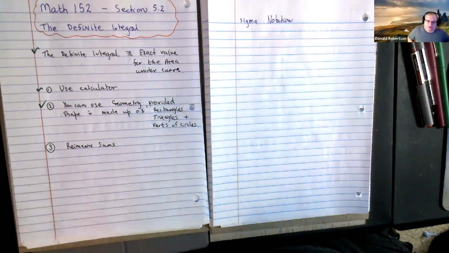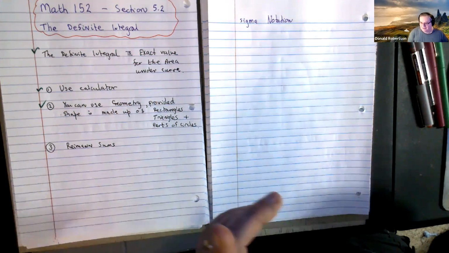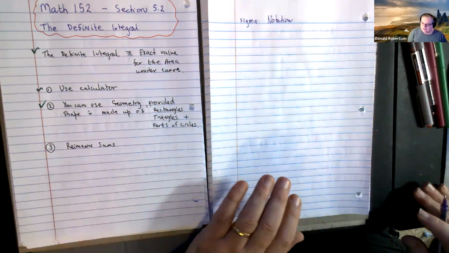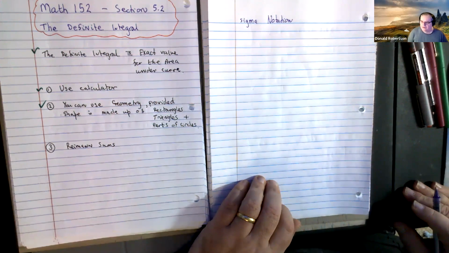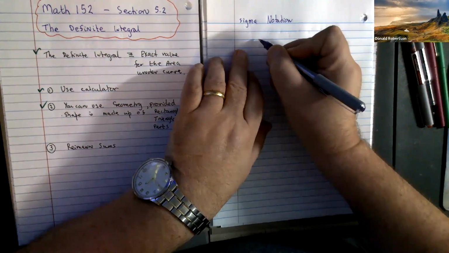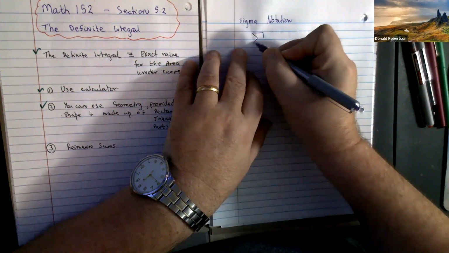Because what Riemann sums are going to allow us to do is to find the exact value for the area under, theoretically anyway, any curve in the world. Theoretically. But in practice, it's so ugly and so complicated that we only do it with straight lines and quadratics, mostly. Right, so sigma notation looks like this.